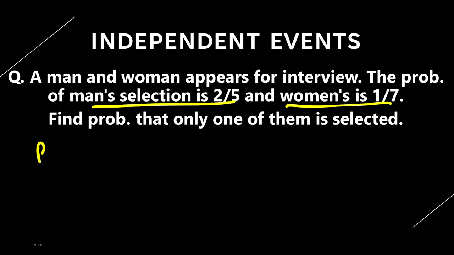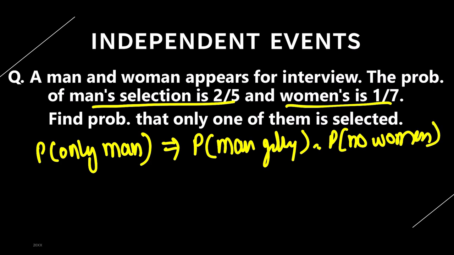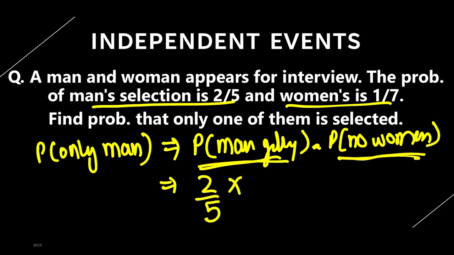So, let's first calculate probability of only man getting selected. So, probability of only man getting selected is probability of man getting selected multiplied by probability of no woman getting selected. Are these two independent events? Yes. Why? Because man getting selected and then no woman getting selected, these are independent. That is why we are using the formula of multiplication. So, what is the probability of man getting selected? 2 by 5.